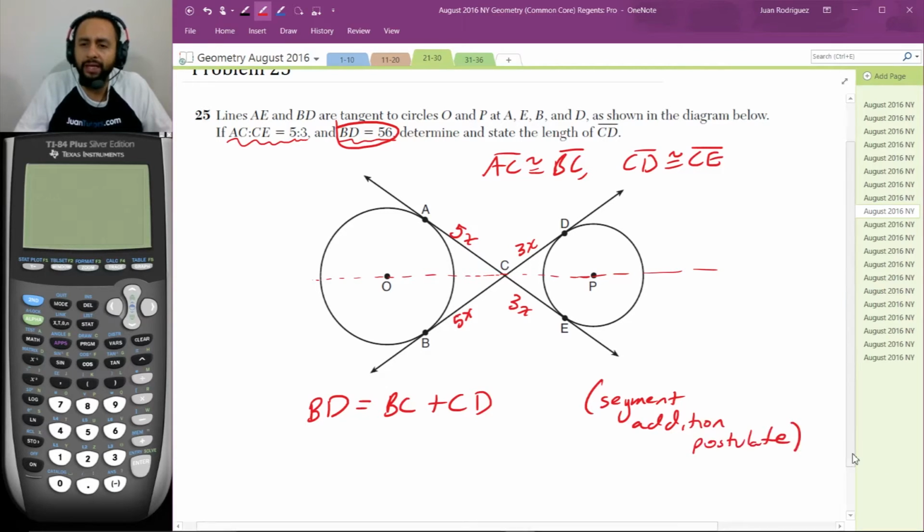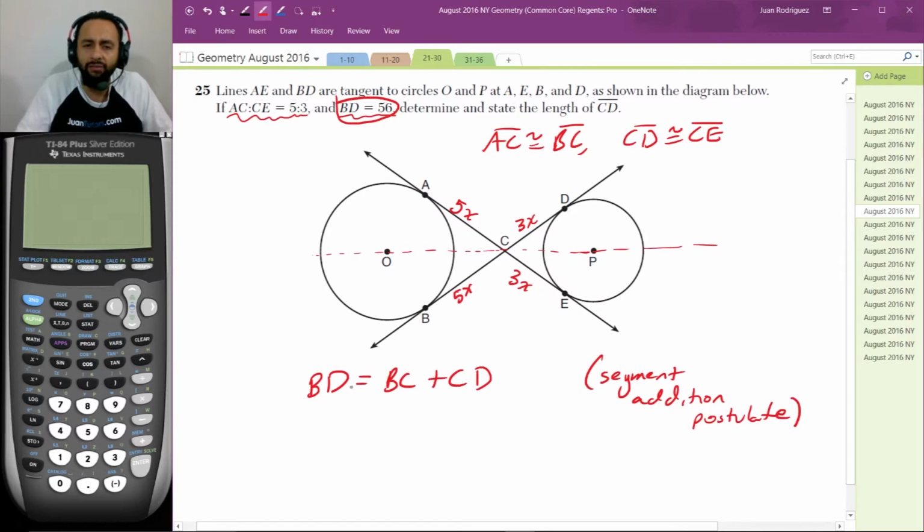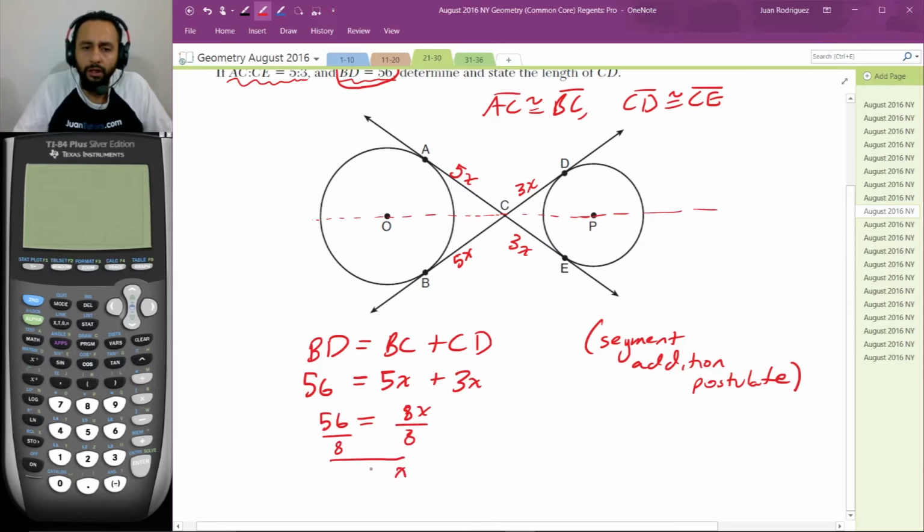And the benefit of bringing that x in is that now we actually have numbers we can put in here. BD is 56, it's given to us. But BC is now 5x, and CD is now 3x. And now that's an algebraic equation we can solve. So 8x equals 56. Divide by 8. And we get x, let's scroll a little bit, equals 7.